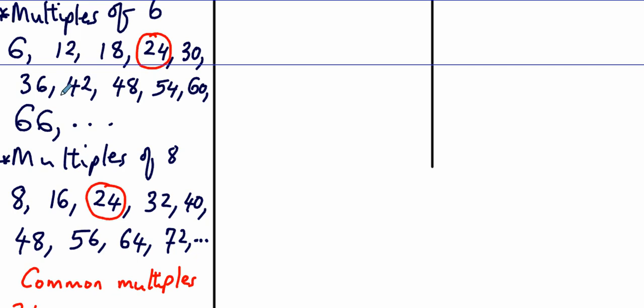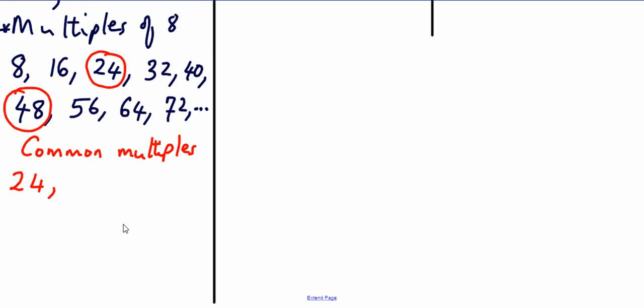42. Do we have 42 in multiples of 8? Nope. 48 in multiples of 6? Yes, we have 48 in multiples of 6. So 48 is one of the common multiples.